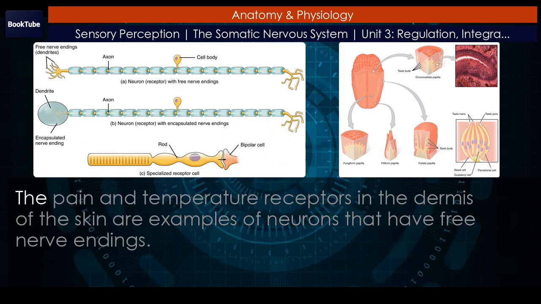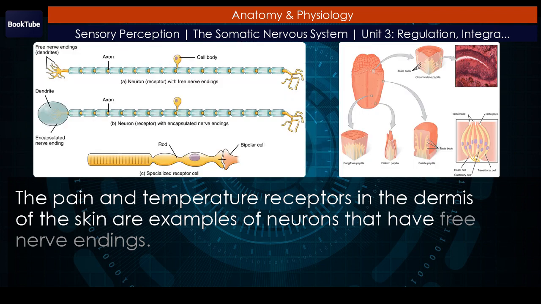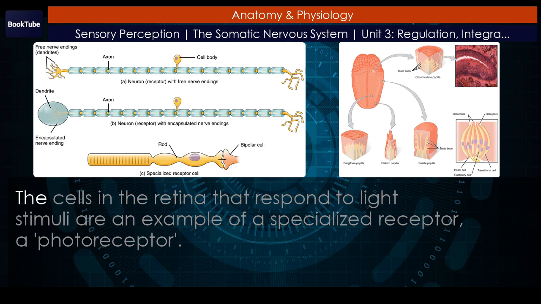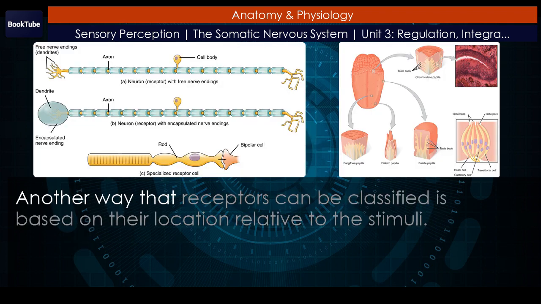Figure 1. The pain and temperature receptors in the dermis of the skin are examples of neurons that have free nerve endings. Also located in the dermis of the skin are lamellated corpuscles, neurons with encapsulated nerve endings that respond to pressure and touch. The cells in the retina that respond to light stimuli are an example of a specialized receptor, a photoreceptor. Another way that receptors can be classified is based on their location relative to the stimuli.